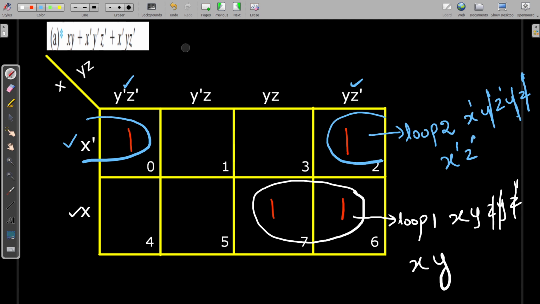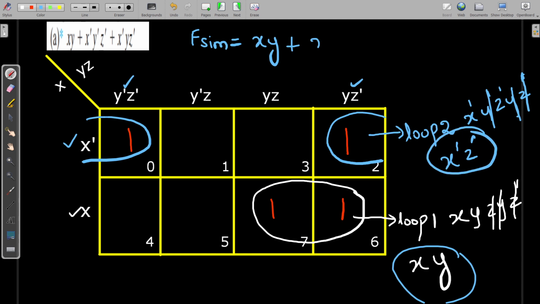So now we can write the simplified f. F simplified is equal to xy from the first loop plus x'z' from the second loop. So this is our answer. This is the simplified expression.